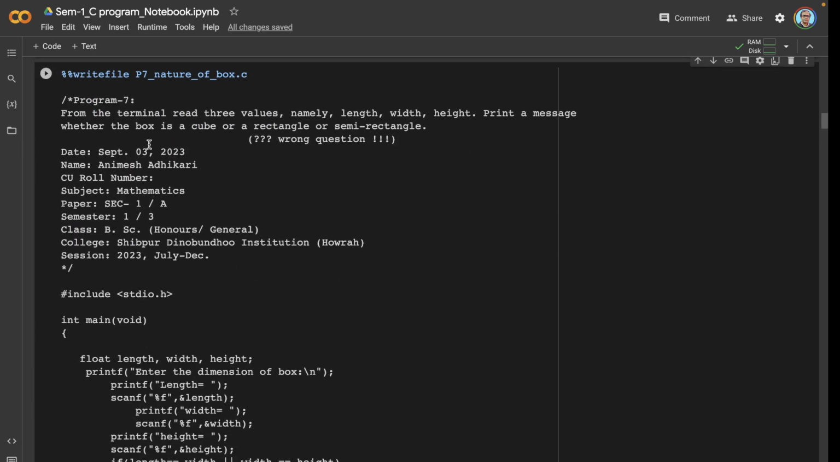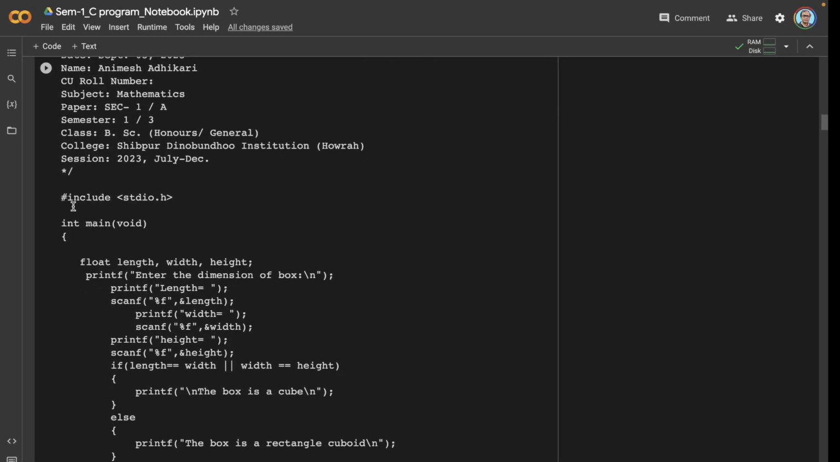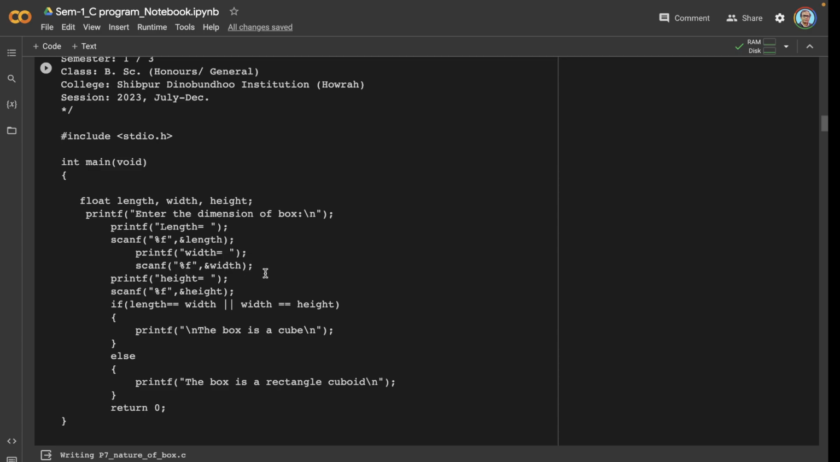Problem 7. From the terminal, read three values, namely length, width, height. Print a message whether the box is a cube or a rectangle or semi-rectangle. But this semi-rectangle is maybe wrong. So here float length, width, height. Enter the dimension of the box: length, scan length float variable, width, scan width, and height, scan height.